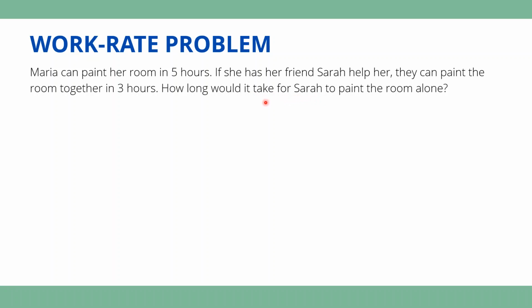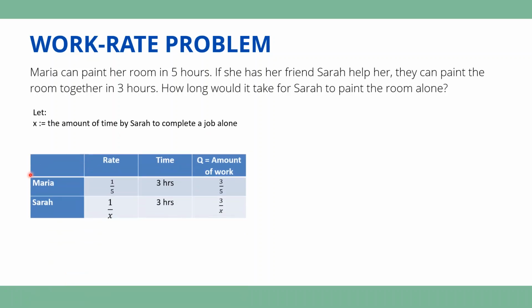So let's first represent our unknown. We will have let x be equal to the amount of time for Sarah to complete the job alone. Then, para ma-represent natin ng mas maayos, gawa natin ng table yung ating problem. So in our table, nandun yung ating sila Maria and Sarah, and we have yung ating formula for the amount of work, which is amount of work is equal to rate times time. So we have the rate column, time column, and the amount of work.